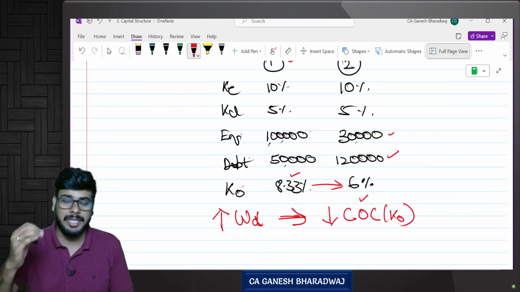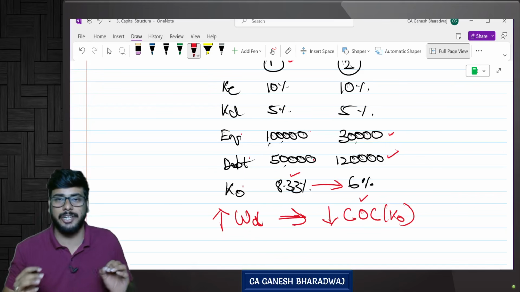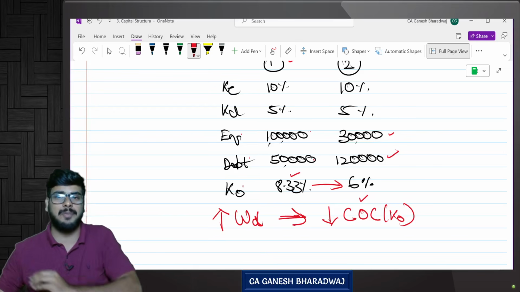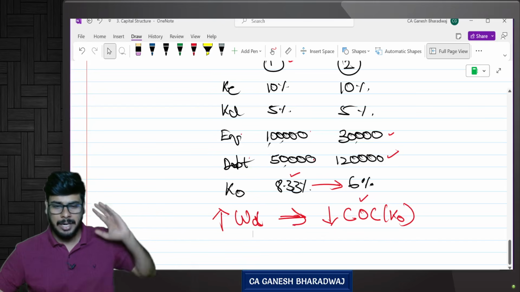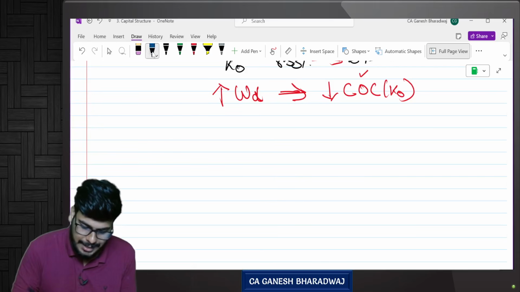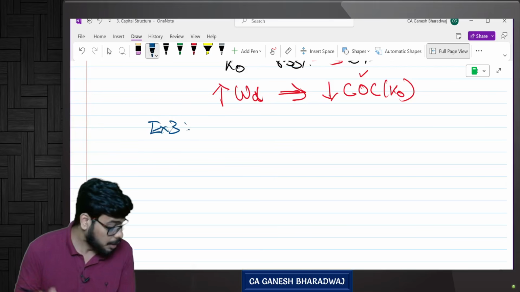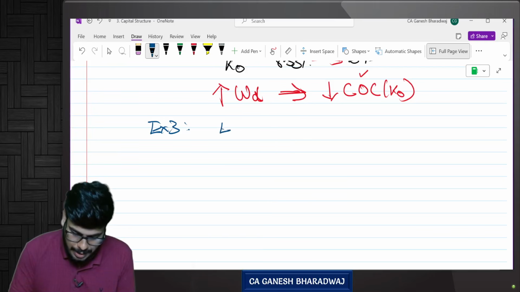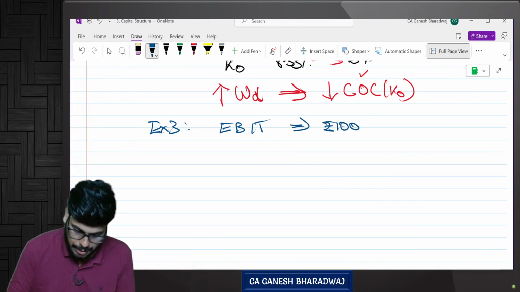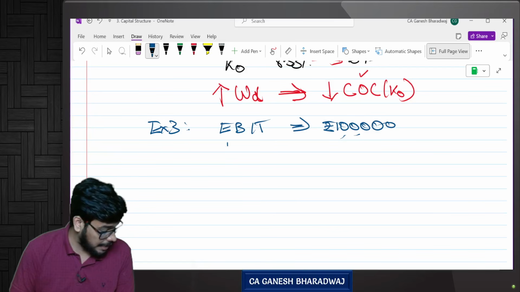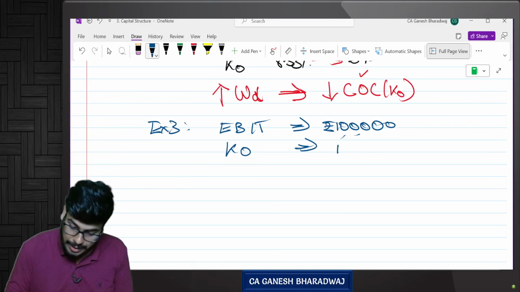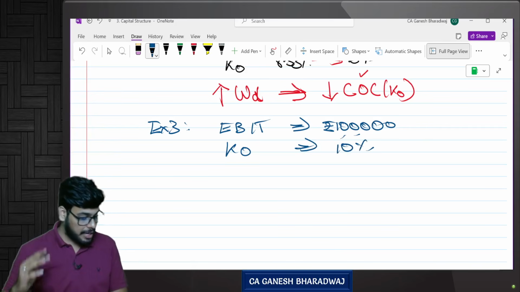If you are clear with this, then we will move to the next illustration, where I will connect all these things, and then we will enter into the 4 capital structure theories. We can do it very easily. Clear? So the next one, example number 3: let us say EBIT is 1 lakh rupees, and KO is equal to 10%.